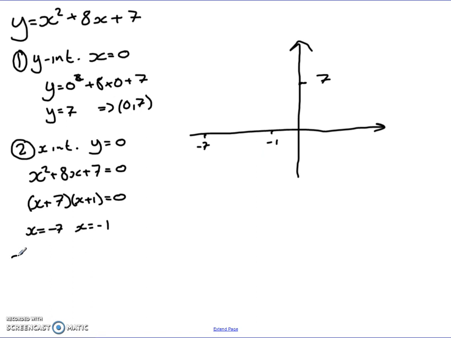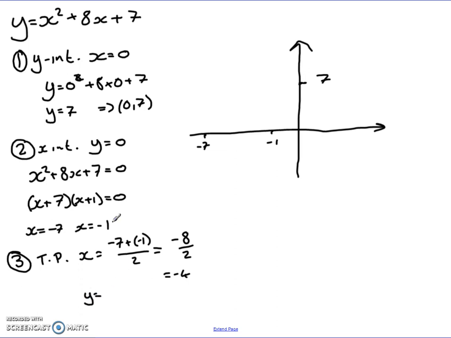The only thing I need to do now is my third key bit of information, which is my turning point. Now, to do that, we find the middle of the two x parts, and then we substitute it into the original equation. So I've got negative 7 plus negative 1 divided by 2. Plus a minus becomes a minus, so it's negative 7 take away 1. So that gives me negative 8 over 2, which is negative 4. So the x part of my turning point is negative 4.